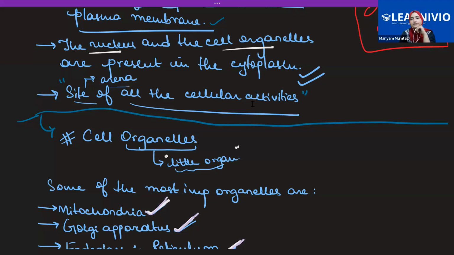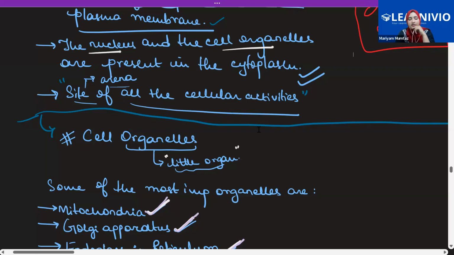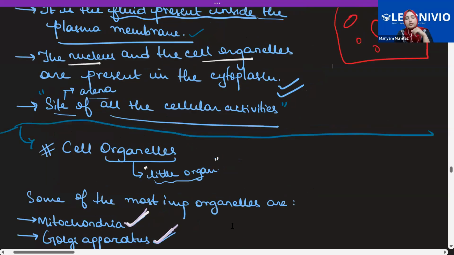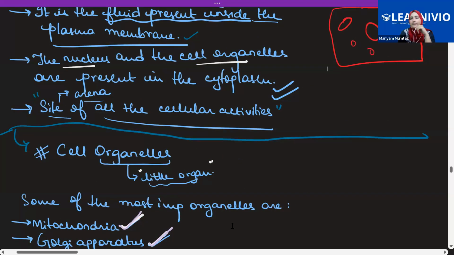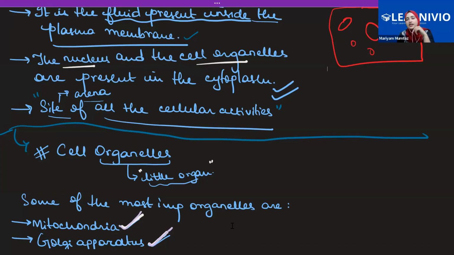Is it clear? Yes, ma'am. Any doubts? No, ma'am. Has this chapter been completed in your school? Not yet. In school we are discussing Golgi apparatus. Okay, you were telling the topic only. And for your test in May, this whole entire chapter is coming, right? Yes, ma'am.